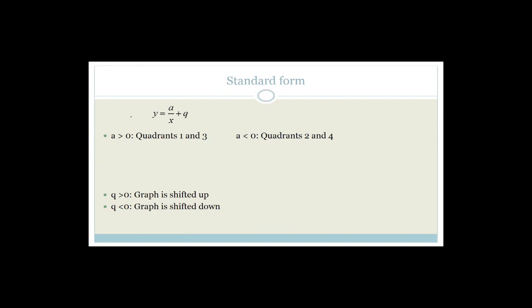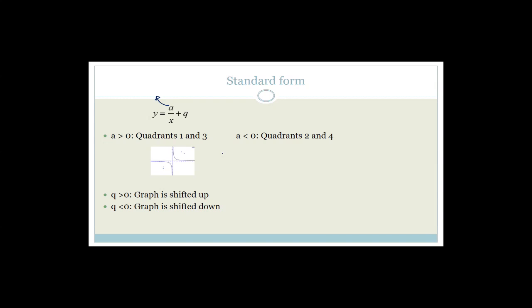Okay, so let's talk about this. We've got the standard form: y is equal to a over x plus q. We remember a is basically the same as in your parabolas and all your other things, where it just tells you the width of the hyperbola. So if a is greater than 0, you're going to be in quadrants 1 and 3 because they're positive. Remember, I showed you the reason for that was that x is positive and y is positive, which means all the points have to be positive, or x is negative and y is negative, and a minus times a minus is a plus. So therefore, quadrants 1 and 3 are positive. If q is greater than 0, it's shifted up, and if q is smaller than 0, it's shifted down.